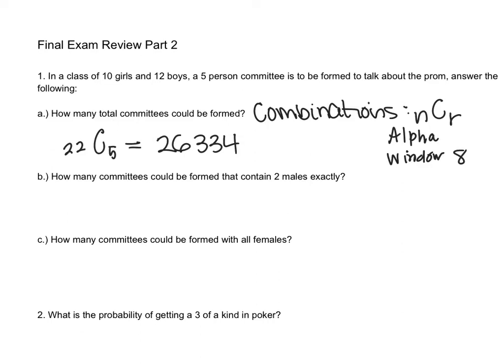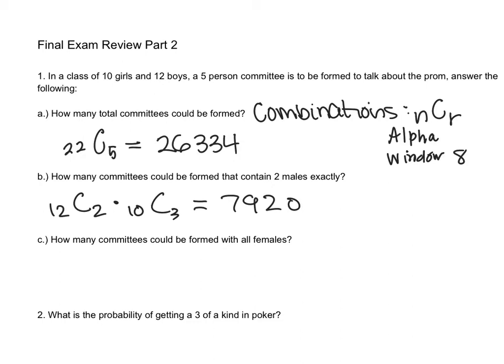In B, we want to know how many committees could be formed that contain 2 males exactly. So out of the 12 boys, we want to choose exactly 2 of them. Then that means that of the 10 girls, we have to choose 3 of them. And then we're going to multiply those two combinations together to give us 7,920.